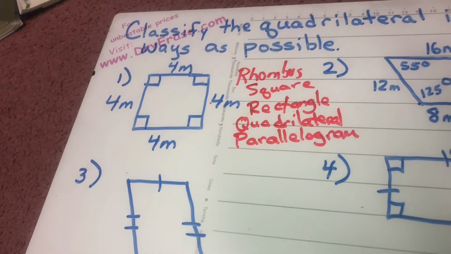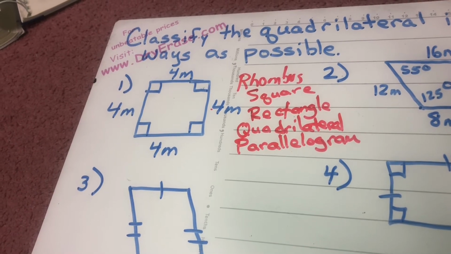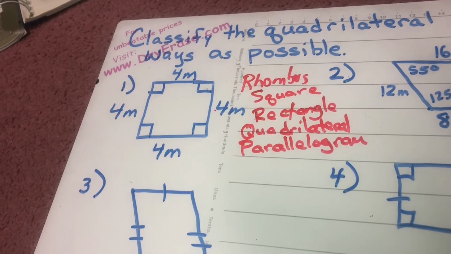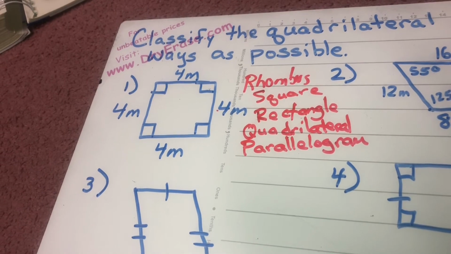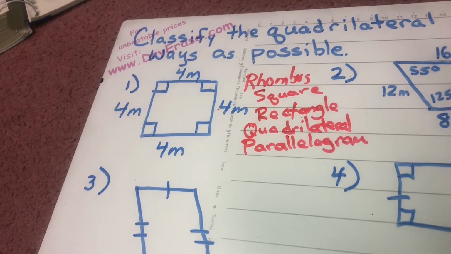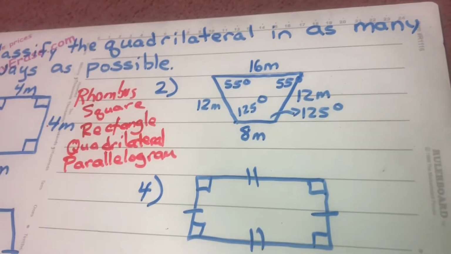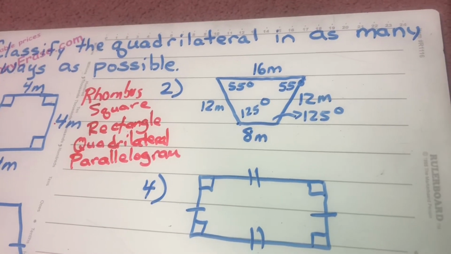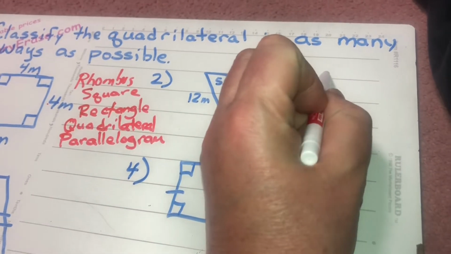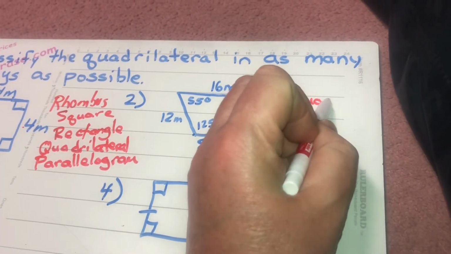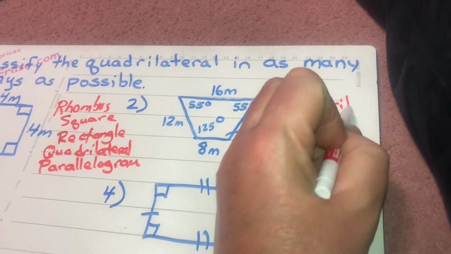All right, the only one that's left is a trapezoid, and this has 2 sets of parallel sides, so it's not going to be a trapezoid. All right, well, let's look at number 2. First of all, when I look at number 2, I see a 4-sided figure, which means that I need to have quadrilateral on the list.